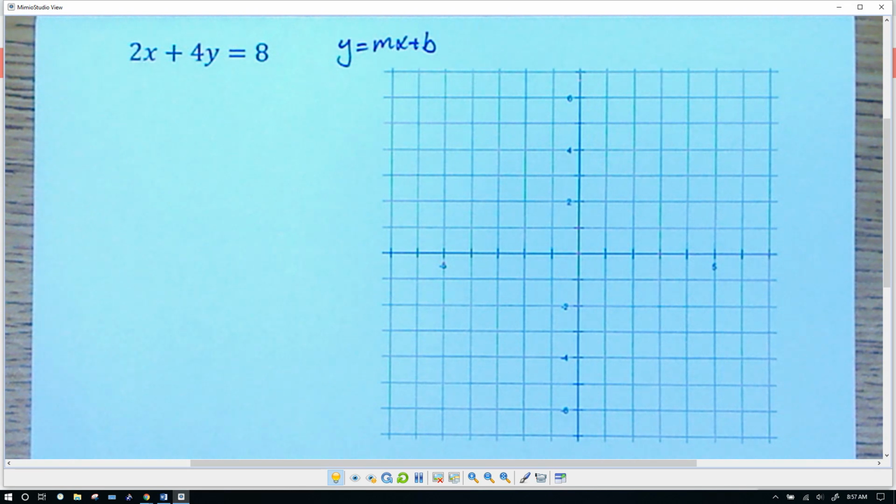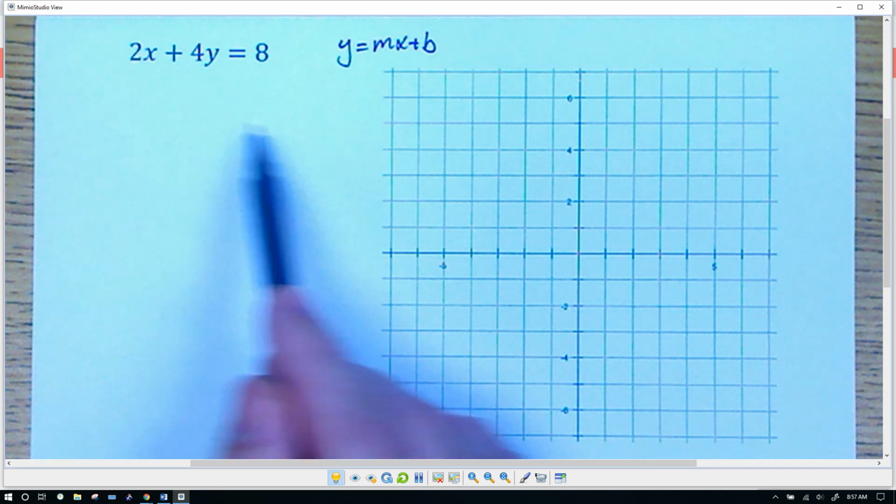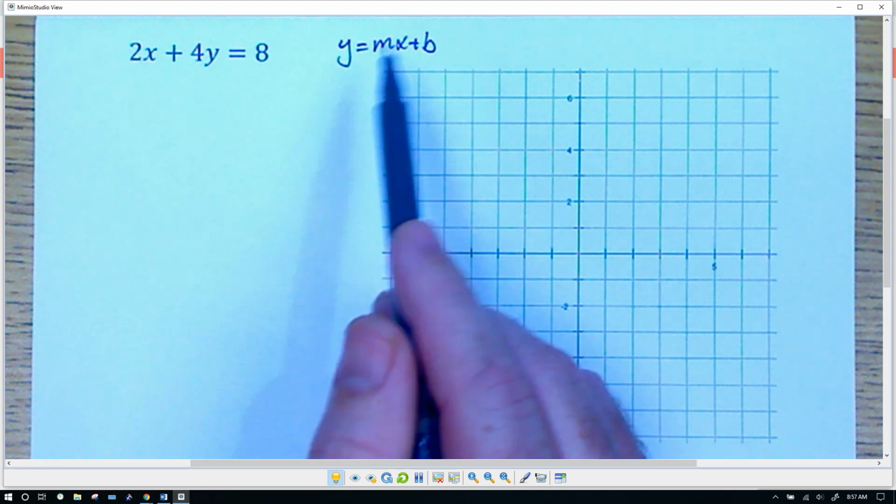I'm not going to show us that. What we're going to do is take this standard form, turn it into slope-intercept form, and graph slope-intercept form.